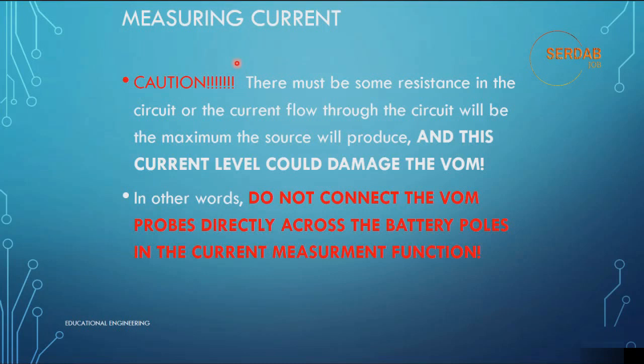With no resistance in the circuit, the voltage source will provide the full current available to the circuit. There is essentially no resistance in the volt ohm meter probe lines. Therefore, if the probes are connected directly across the battery poles, the full current in the battery will flow through the volt ohm meter and probably blow the fuse. So we must make sure that there is some kind of resistance in that circuit. If there isn't, you must place a resistance inside that circuit.